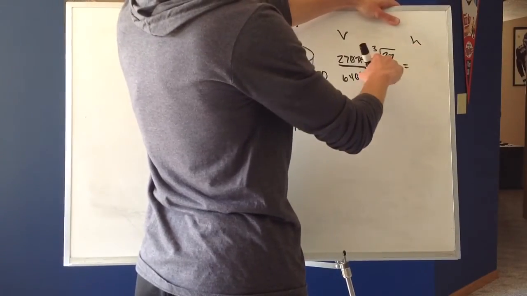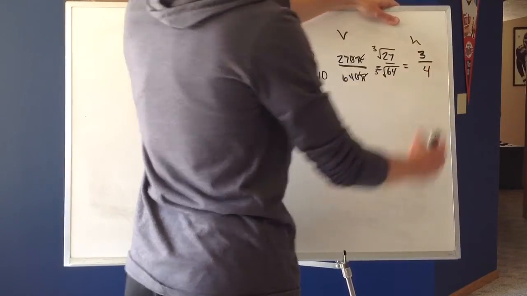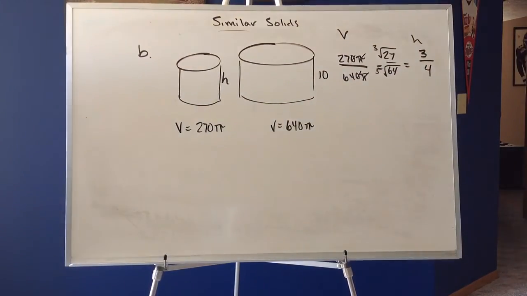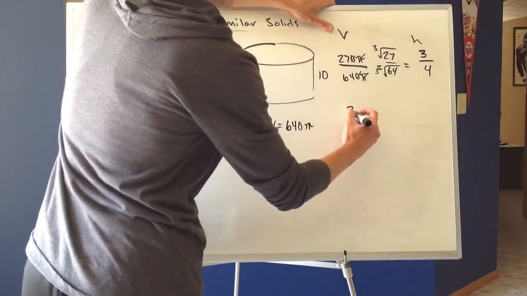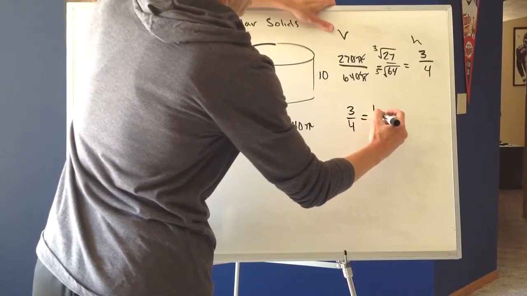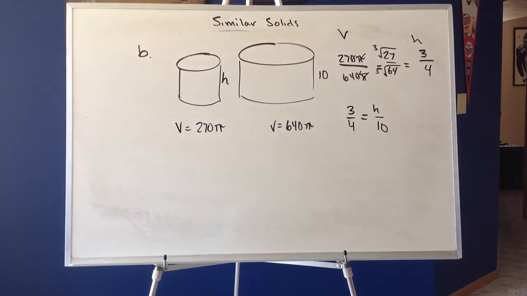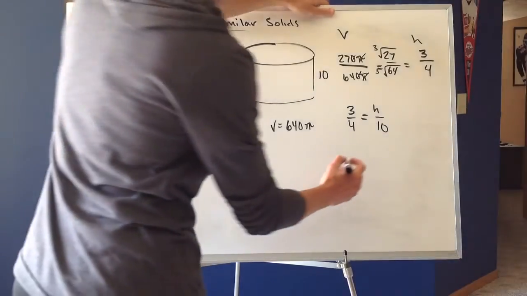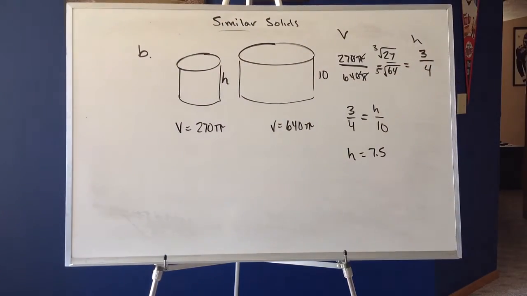Okay, so for my height then, the cube root of 27 is 3, cube root of 64 is 4. So that means 3/4 is the one I'm going to want to use with my height. So I'd have 3/4 is equal to h over 10, which gives us then a height of 7.5 for the little guy. And we're not going to worry about the last example. I think if we can get this part of it down, we'll be good to go with it.